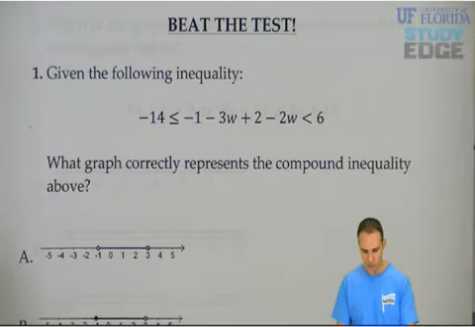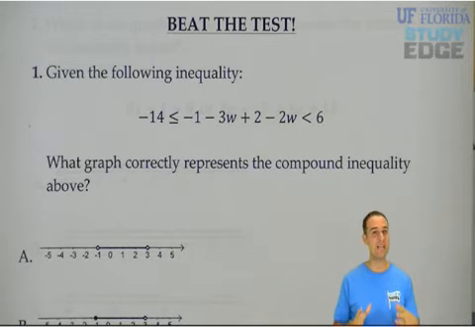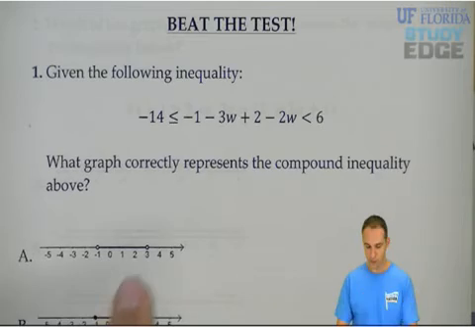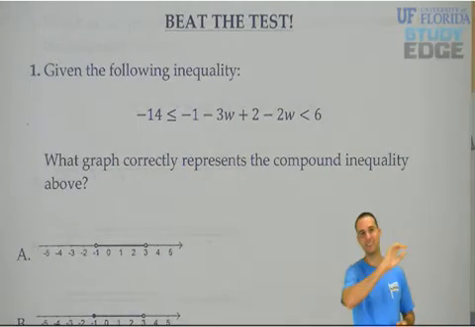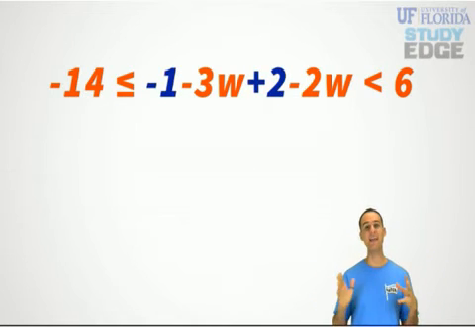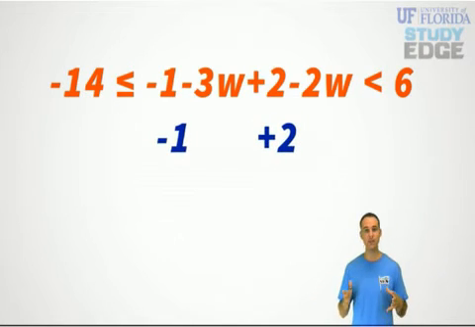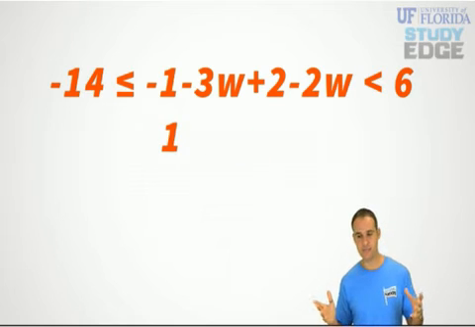Okay, given the following inequality, check this one out. Which graph correctly represents the compound inequality above? We've got to solve for w in the middle. So we have our compound inequality. We have to start by combining like terms in the middle. Negative 1 plus 2 will give you just a 1 after you combine those like terms.